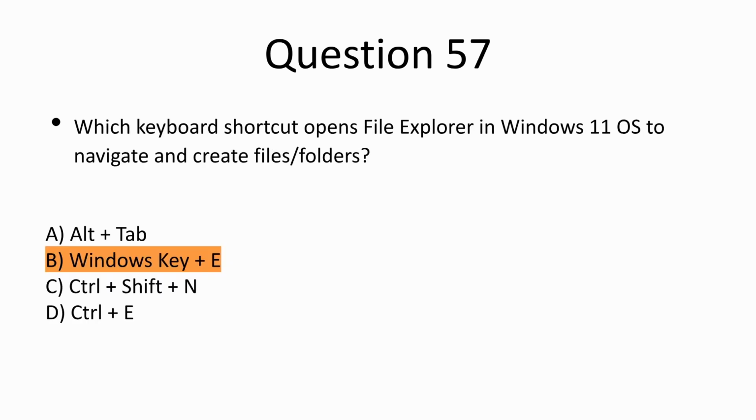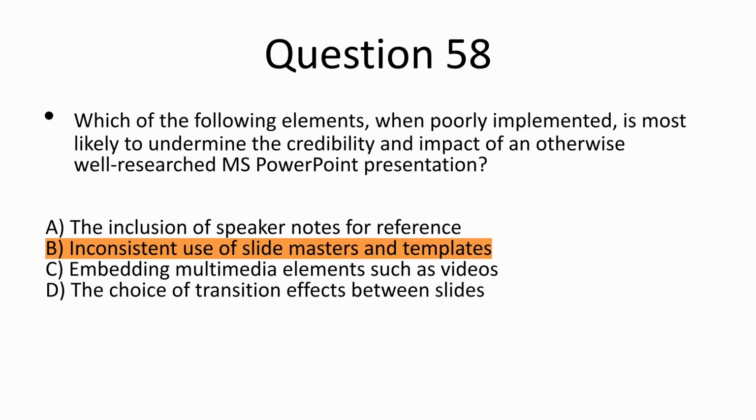Question 57. Which keyboard shortcut opens File Explorer in Windows 11 OS to navigate and create files/folders? The shortcut is B. Windows key plus E. Question 58 asks, which element, when poorly implemented, is most likely to undermine the credibility of an MS PowerPoint video? The answer is B. Inconsistent use of slide masters and templates.